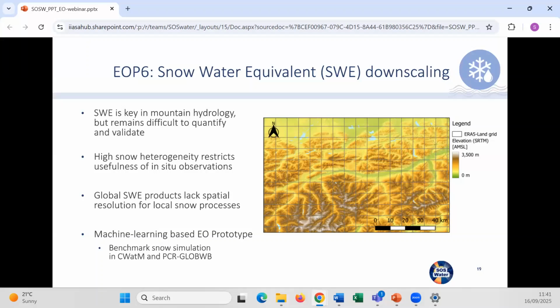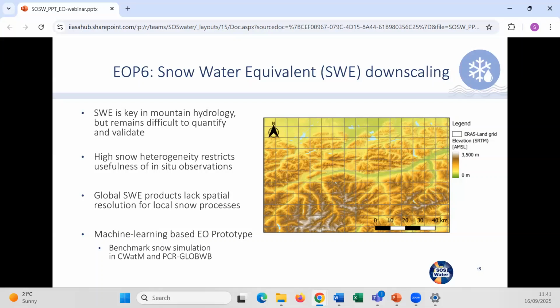Snow water equivalent varies a lot in space, and it's also a dynamic variable, with compaction occurring, melting occurring, and different layers having different densities. Because of this complexity, you can hardly use global snow water equivalent products for your benchmarking. Also, the spatial resolution of these global products inhibits their use, and most of the time they lack the resolution for local snow processes.